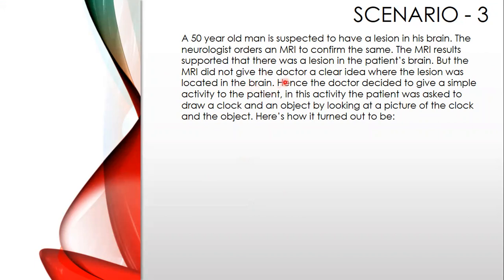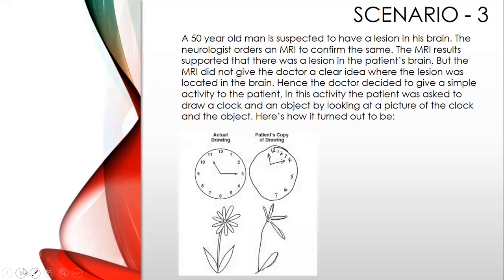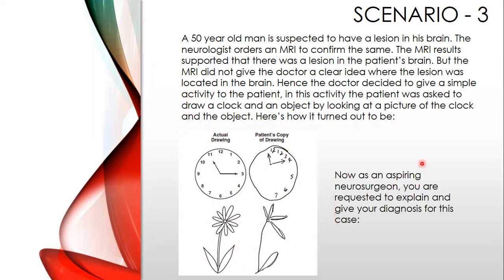Hence, the doctor decided to give a simple activity to the patient. In this activity, the patient was asked to draw a clock and an object by looking at a picture of the clock and the object. Here's how the drawing turned out to be. So this was the actual drawing which they gave to him. This was what the patient drew. So now, as an aspiring neurosurgeon, you are requested to explain and give your diagnosis for this case.